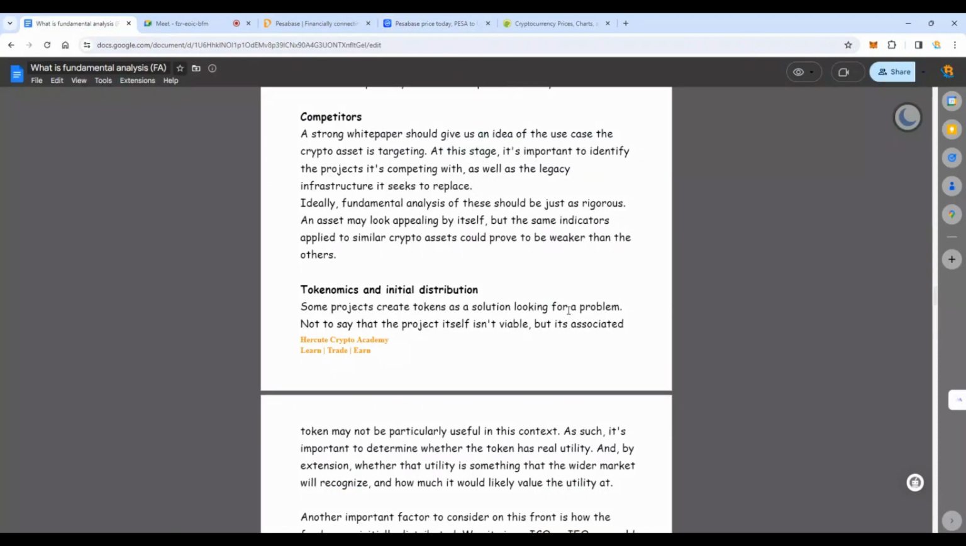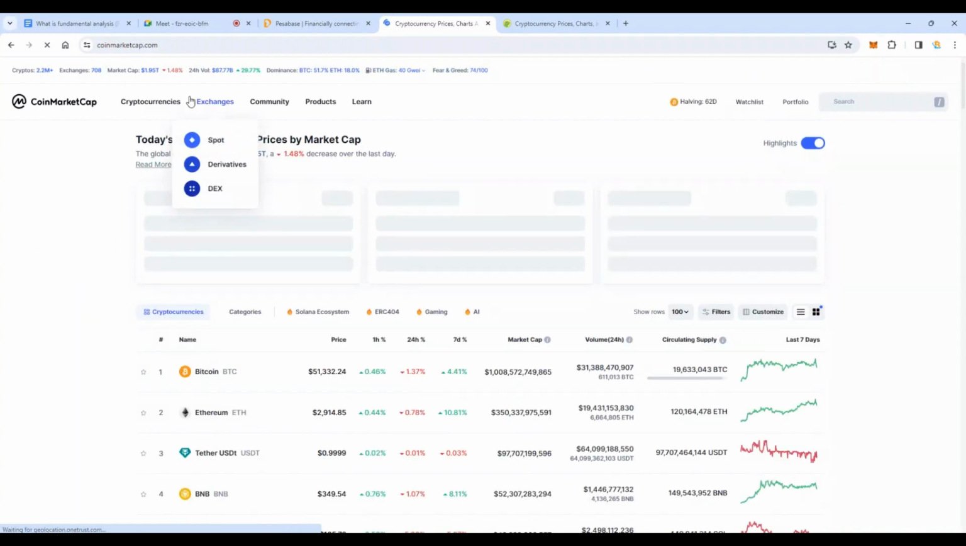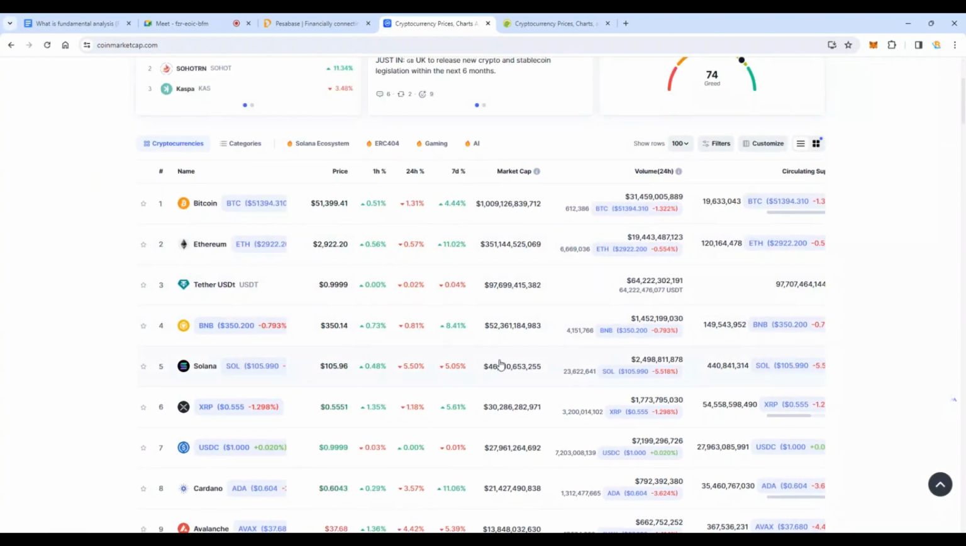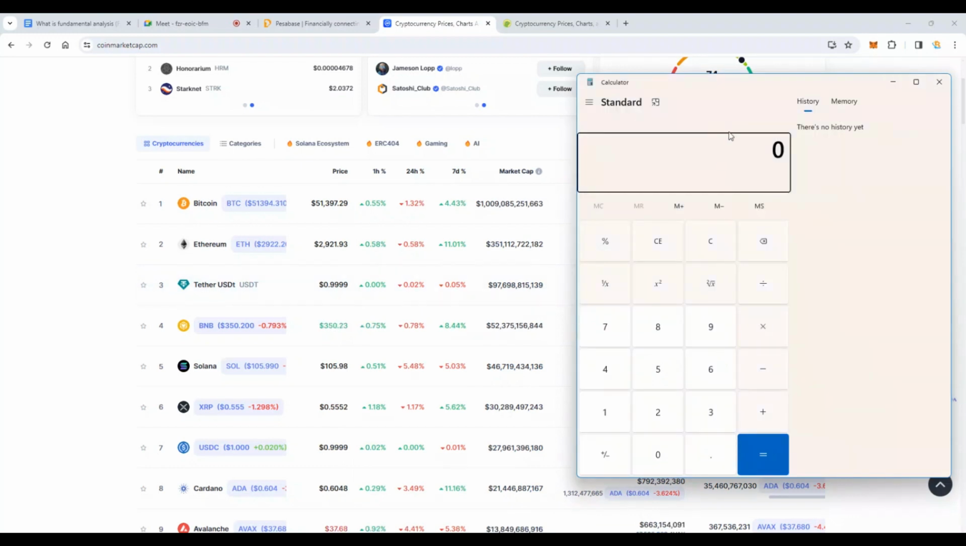All right. So we are talking about competitors. It's very important that you look at which other projects your project is competing with. And if this project was to get to where the competitor currently is, how big will this project be? Take for example, let's go to CoinMarketCap and compare Ethereum and Solana. Solana is popularly known as the Ethereum killer nowadays. Currently Solana has a market cap of $46 billion. Now if we do the math, the market cap for Ethereum is at $351 billion.